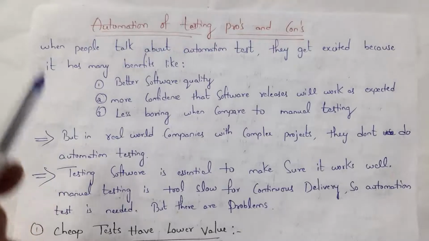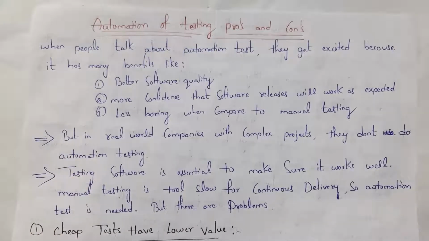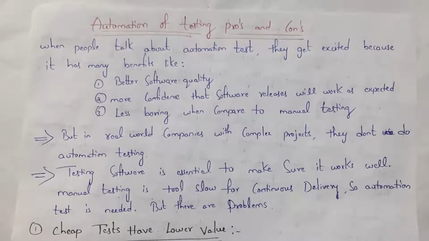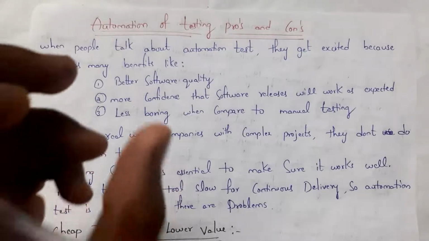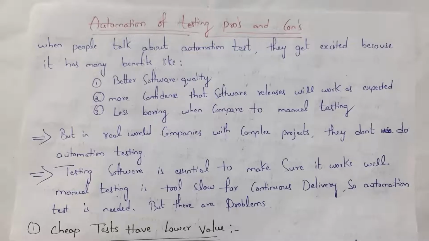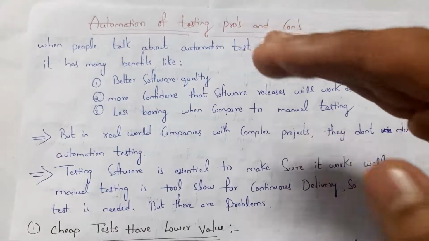Next topic is automation of testing, pros and cons. Guys, when we talk about automation testing, all people will get excited because automation testing has many benefits. The first one is, as the computer will automatically perform testing, software quality will be good. We can complete automation testing in a short period of time, so we can release software quickly. And the third advantage is, automation testing is less boring when compared to manual testing. Because of these three reasons, many people will prefer automation testing.